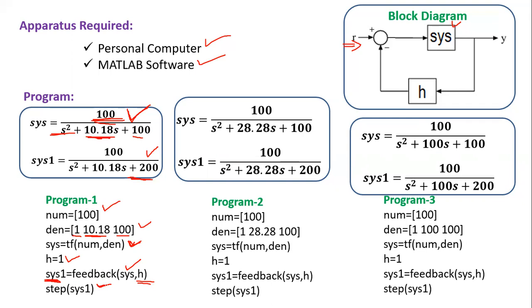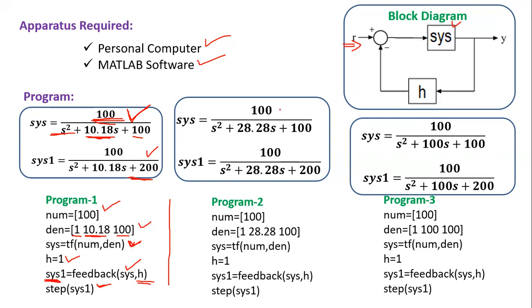A waveform will come. From that waveform, we can observe all the time domain specifications and also the steady state value. That is, the final value we can also check. This is the coding part for the first program, first case. And in the same way, coming to the second case.